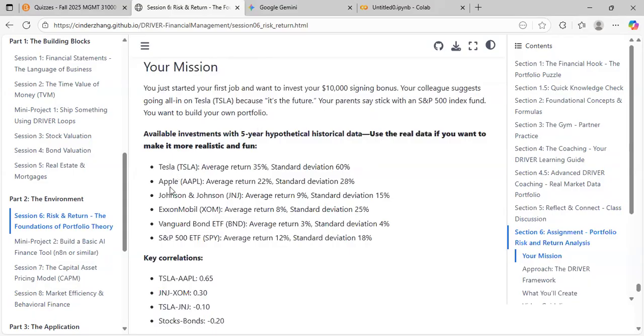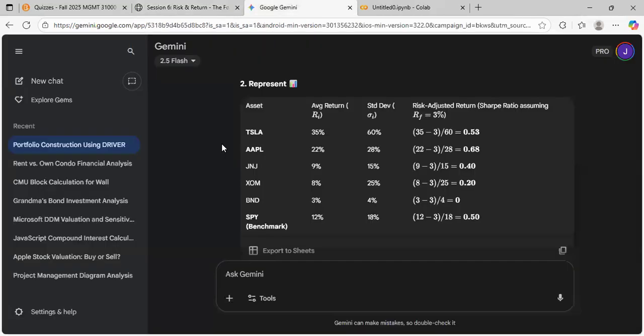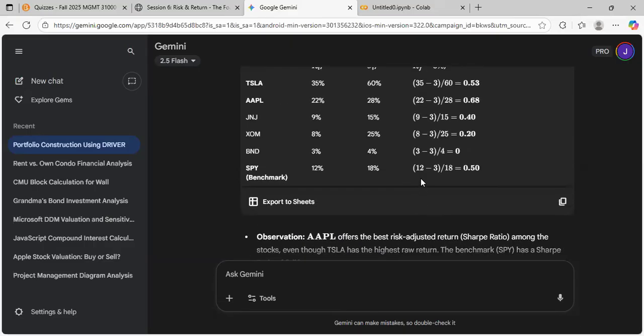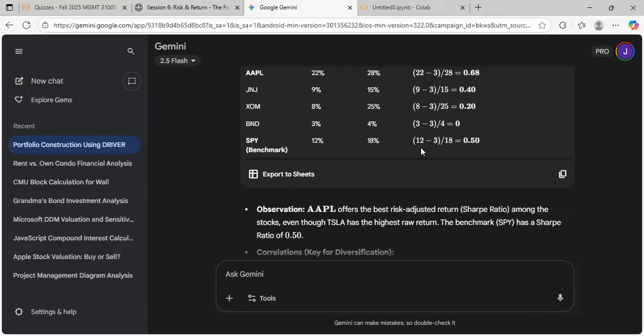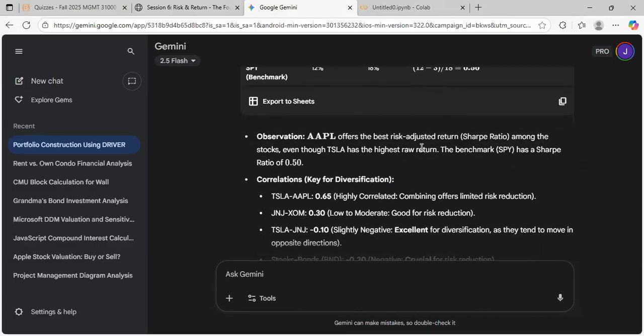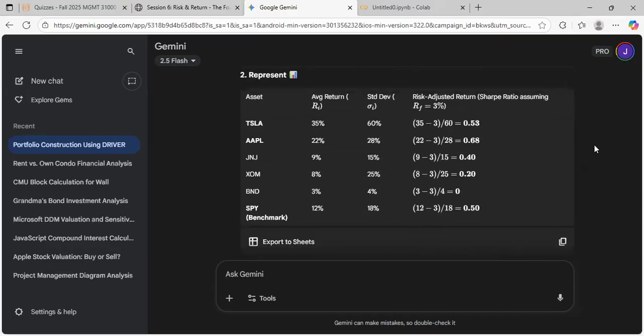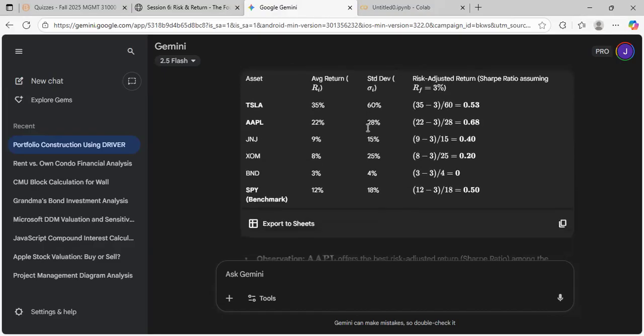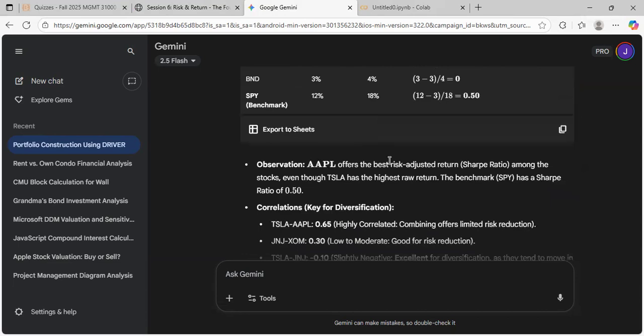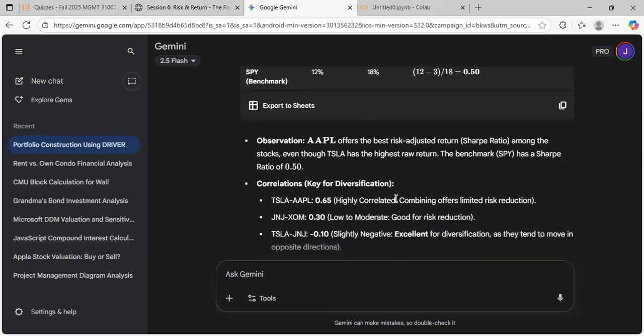If we look at all these investments and put them into this graph, you can see all of them here, and you can see the average return, the standard deviation, the risk-return if we do the calculations. What we can get from all of this information is that AAPL has the best risk-adjusted return among all the stocks. And even though Tesla has the highest raw return of 0.53, or 60%, I should say, the benchmark has a Sharpe ratio of 0.50.